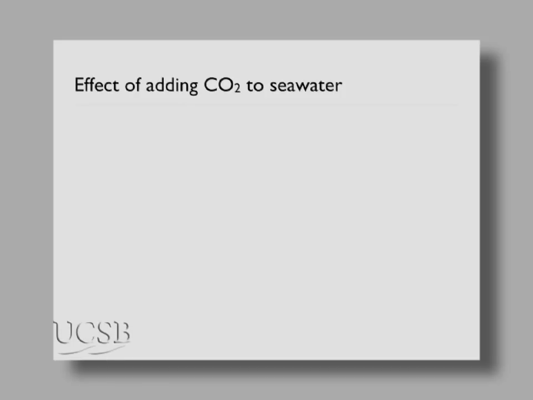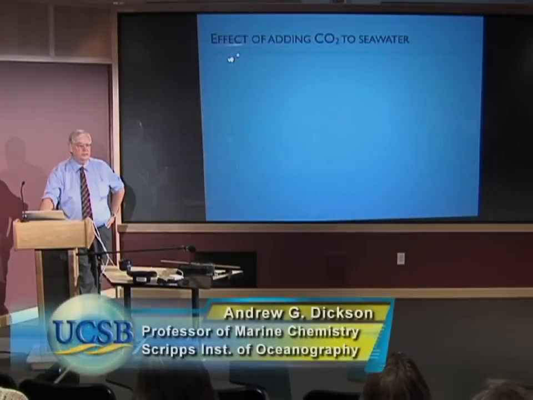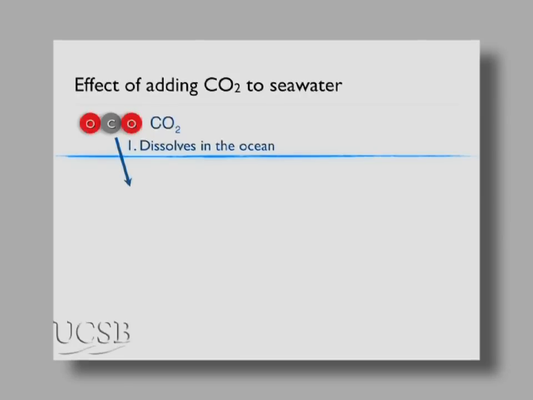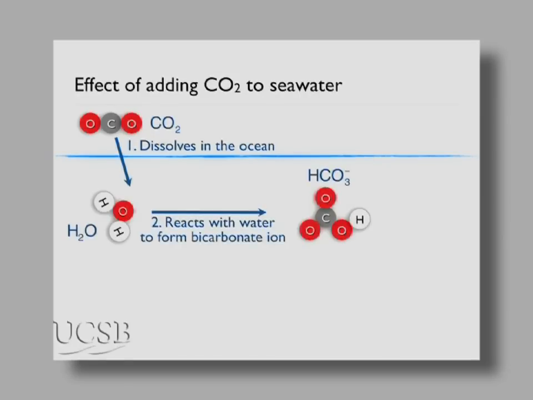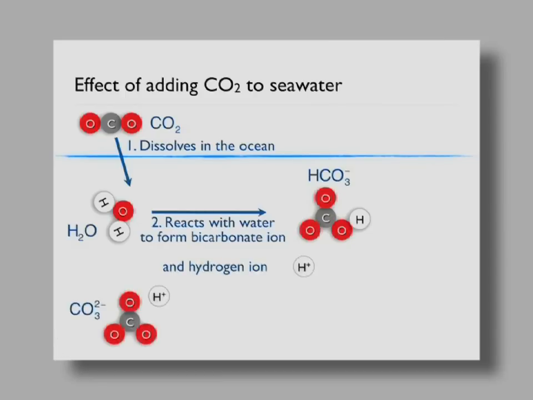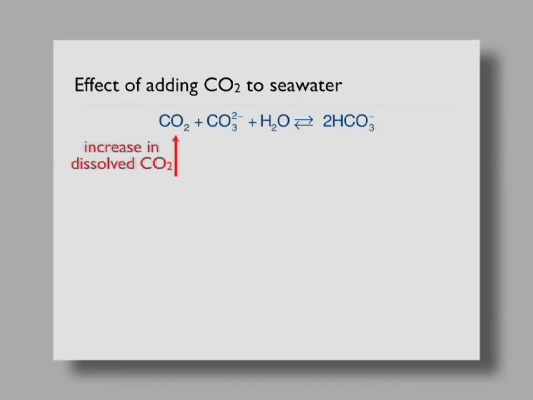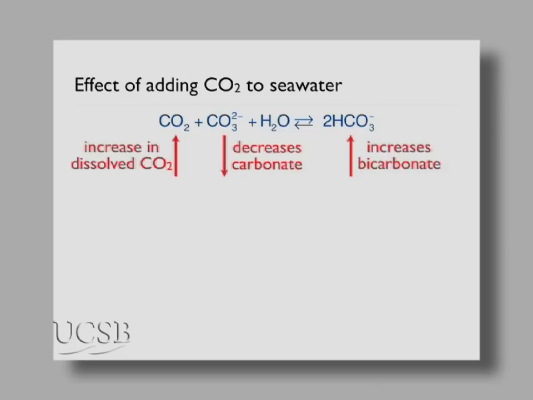And in essence, when we talk about ocean acidification, we often explain it rather straightforwardly. So I'm going to do that first, and then as we go further into it, you'll see that it's not necessarily quite that straightforward. CO2 goes into seawater, reacts with water to form bicarbonate ion. But in addition to forming bicarbonate ion, we get some extra hydrogen ion, which goes on to react with carbonate to form still more bicarbonate. In essence, in this reaction you're increasing the dissolved CO2, it's reacting with the carbonate, decreasing that, and increasing the bicarbonate.